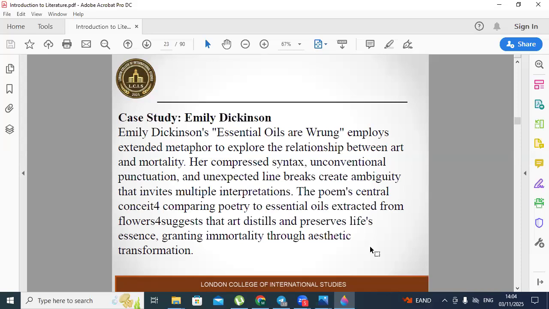Dickinson's formal choices reinforced the theme. Here compressed syntax mirrors the compression she describes, just as essential oils concentrate floral essence. Her poetry concentrates meaning in few words. Her dashes create pauses and ambiguities, forcing readers to slow down and consider multiple meanings.